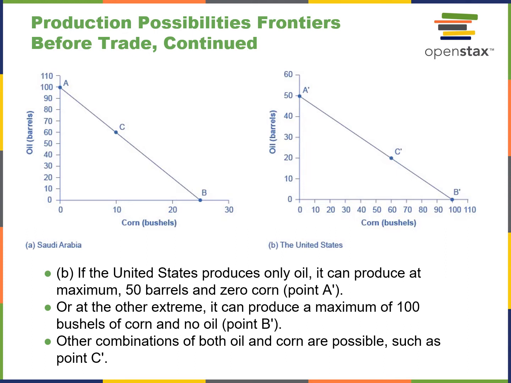In continuation, if the United States only produced oil, it can produce 50 barrels at 0 corn at A, and then on the other extreme, 100 bushels of corn and no oil. Other combinations of both oil and corn are possible, such as production possibility C. Once again, anything underneath this curve is possible. Anything above it is not.